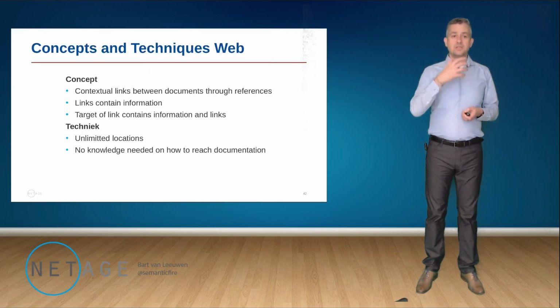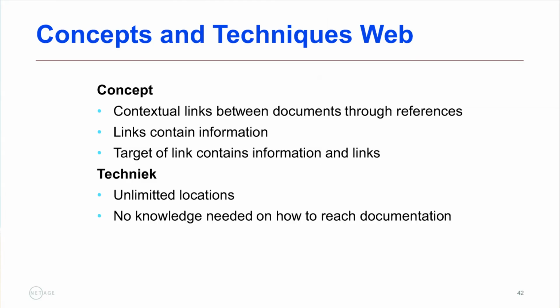So, concepts and techniques of the web: contextual links between documents through references. Like on a Wikipedia page, you see the name of an actor underlined, you click on it, and you know you will go to his page. The link itself contains information because it knows which actor you go to, and the target page you retrieve contains information again, like other movies, his spouse or spouses, or whatever.